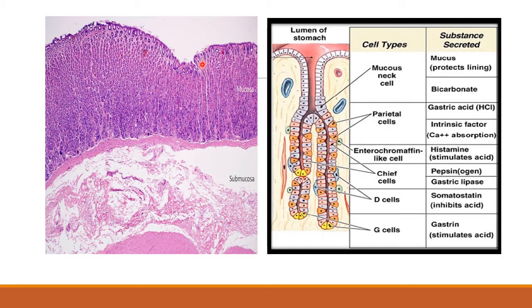Then histology of the stomach. As we have seen, this is the mucosa, which contains the glandular part. So these are the gastric glands. Then this is the submucosa that contains connective tissue, blood vessels and nerves. Then muscle layer, and then the outer part is the serosa.